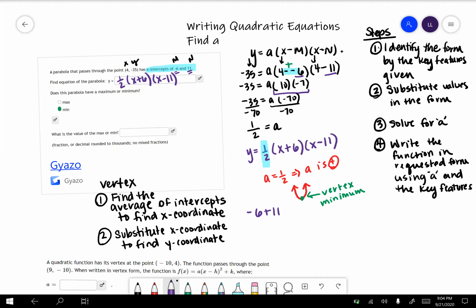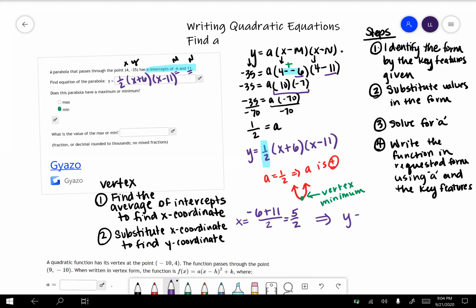So -6 plus 11 divided by 2 is going to give us 5/2. Okay. And now the next step after we find the average of the intercepts to find the x-coordinate, we're going to take that value and substitute it back into the function to find the y value of the coordinate. So this is the x value. Let's find the y value.